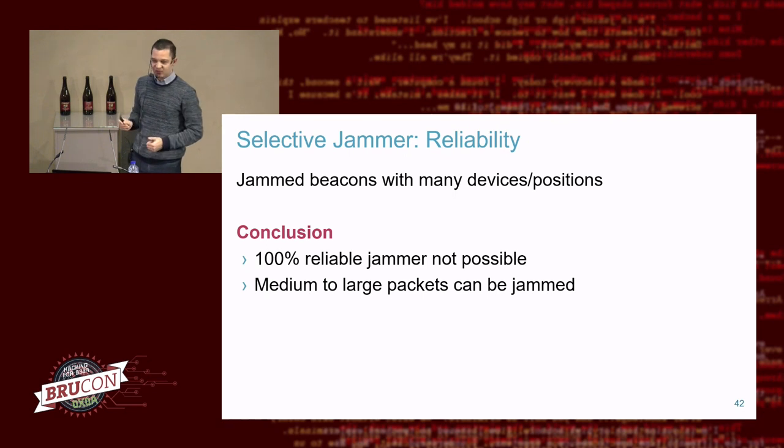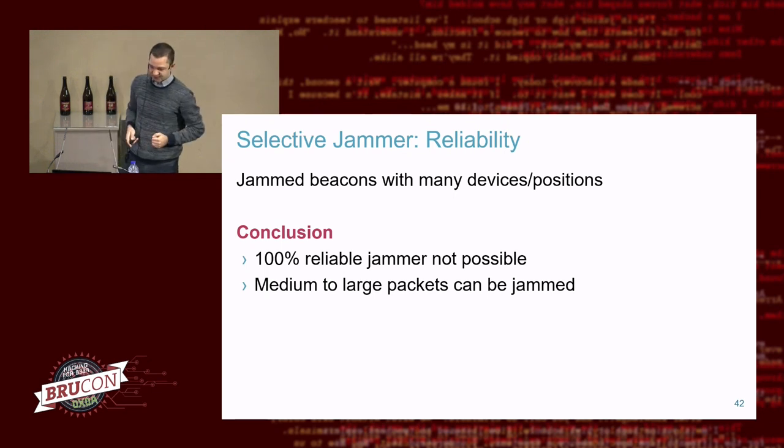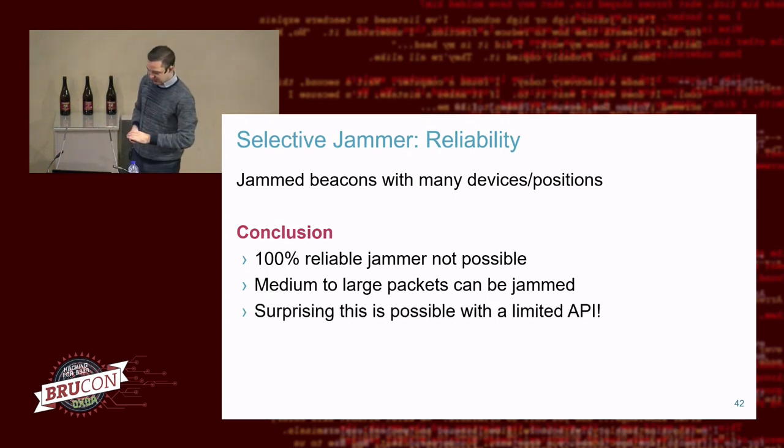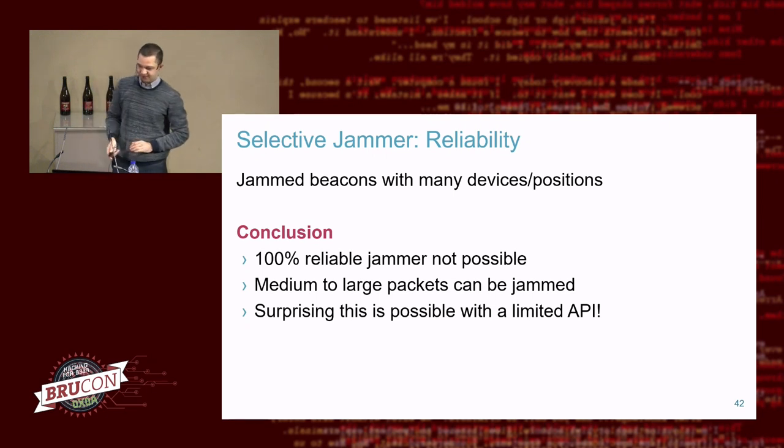The second remark I want to make is that this selective jammer will never be 100% reliable. The first reason is that sometimes it just won't even notice that a beacon is being transmitted. Sometimes there's background noise, and it simply doesn't detect the beacon at all, so it won't even attempt to jam it. And in my opinion, it is quite surprising that we are able to pull off all these attacks using just a very limited API.